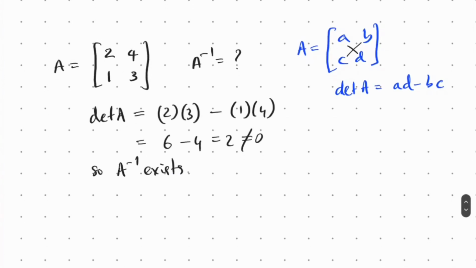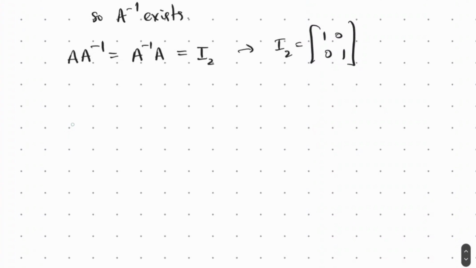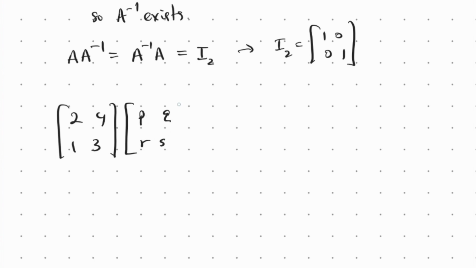Now we can use the property of A inverse, which is that A multiplied by A inverse, or A inverse multiplied by A, both produce the unit matrix, or the identity matrix. So in this case a 2 by 2 identity matrix, given by I2, let's say 1 0, 0 1, like this. I'm going to use this property to find the inverse. So I have 2 4 1 3. I'm going to say my A inverse is P Q R S, and when I multiply them together, what I should get is this.